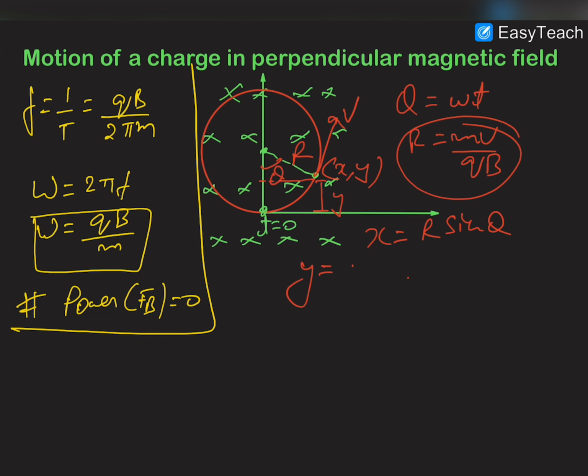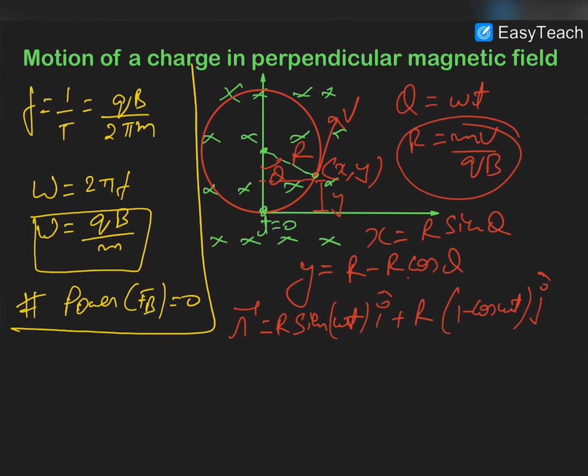So this would be r minus r cos theta. So the position vector of the particle will be equal to x i cap and y j cap. So x is r sin omega t i cap, plus y is r into 1 minus cos omega t j cap. This is r vector.